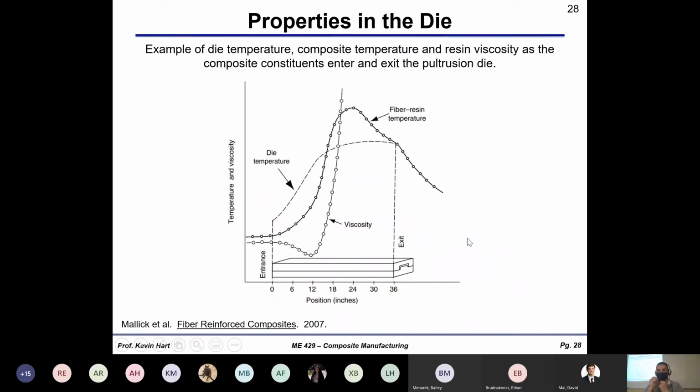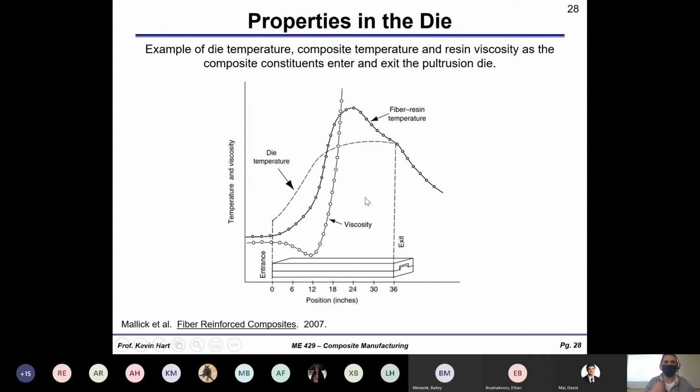I want to talk about the cure process itself as the material goes through the die. This is an interesting example, taken from one of the books for this course. The idea here is that from left to right in this graph, we're tracking along the fibers as they move through the die in the pultrusion process. And we're looking at a couple of things here. First is the die temperature. The die temperature is increasing along the length of the die and is maximum at the outlet.